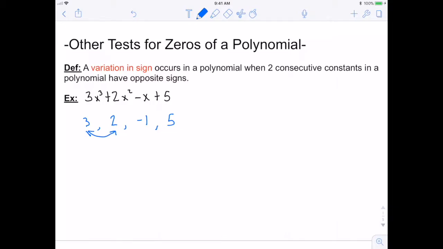So from 3 to 2, we stay positive, so no variation occurs. However, when we go from 2 to -1, we get a variation, since we switch from positive to negative. And then as we move again, we change from negative to positive, so we have another variation. So by looking at the coefficients, we see that we have two variations in signs. And we'll use this to find if we have positive zeros or negative zeros.